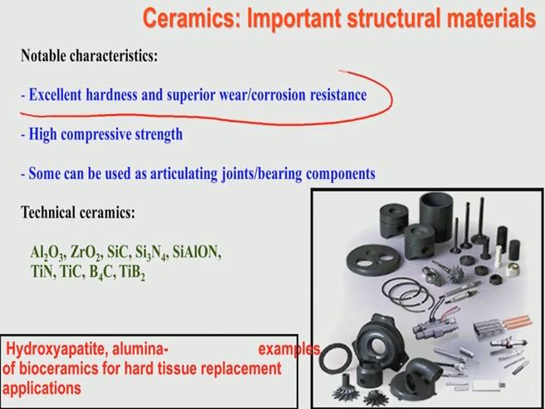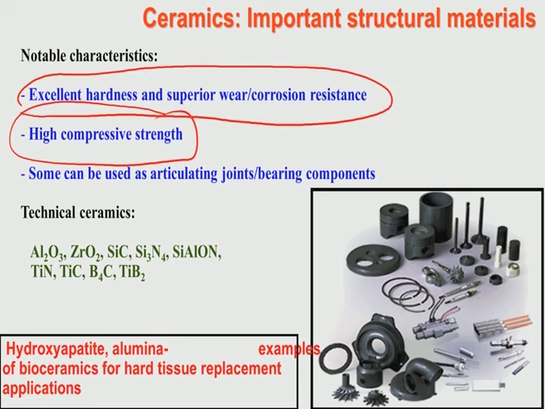Now, ceramics are one of the important material classes simply because they have an excellent combination of hardness and wear resistance properties, and a large compressive strength. It is an unprecedented compressive strength which is much higher than that of the metals, and it can be used as articulating joints and bearing components in combination with polymers and metals as well. Some popular examples of bioceramic materials: hydroxyapatite, HA, which is quite widely used, and alumina can also be used for biomedical applications.